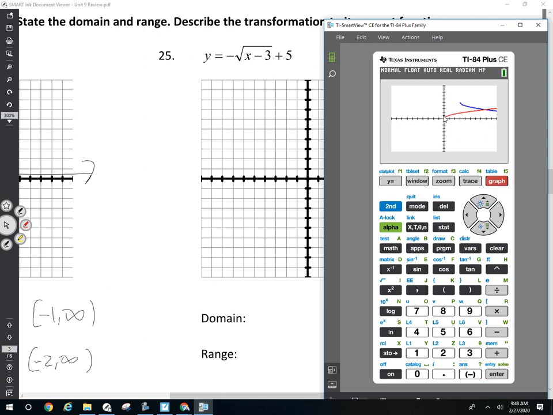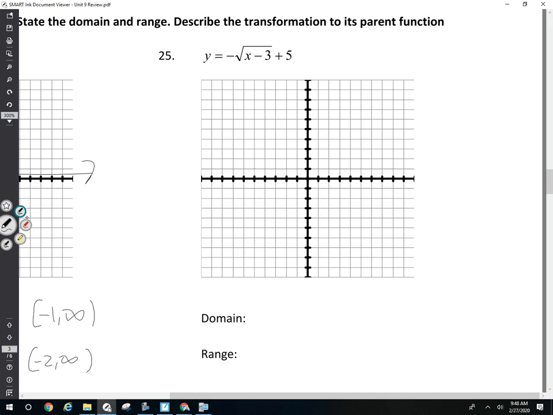Now we see we shifted to the right 3, I went up 5, and then I flipped. So I flipped over the x-axis. So now up 5, over to the right 3, I'm right around here, going down this way. Don't worry in my class about specifics with that. My domain is all my x's that are bigger than or equal to 3. So that's 3 to infinity.